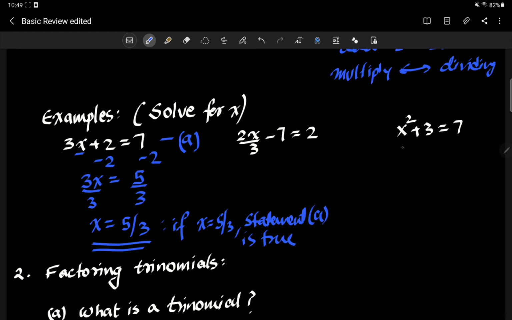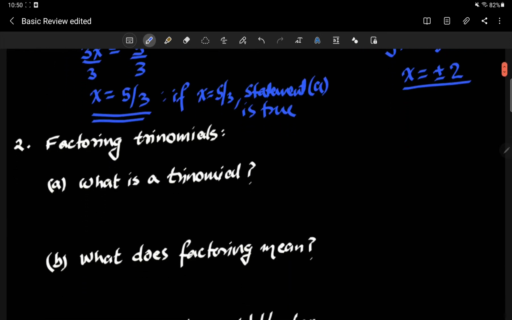Now here you have an x squared, so the first step is still the same. Now the undoing operation for squaring is square root. So in this case, you end up with x equals plus or minus 2. So here there are two values of x for which this statement is true. For every other value of x, that statement is not going to be true.